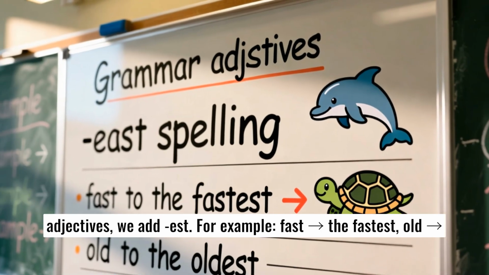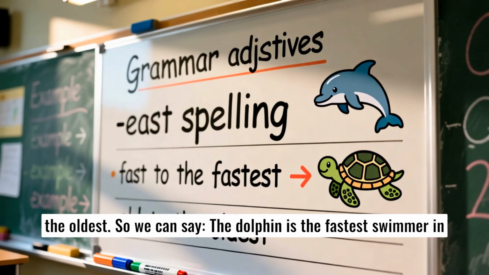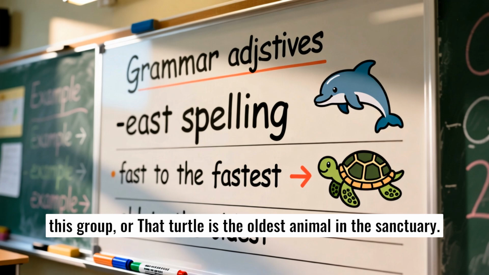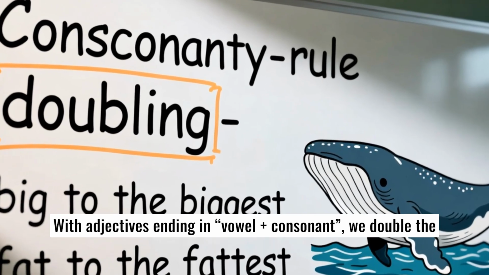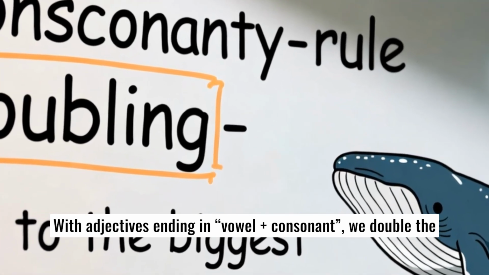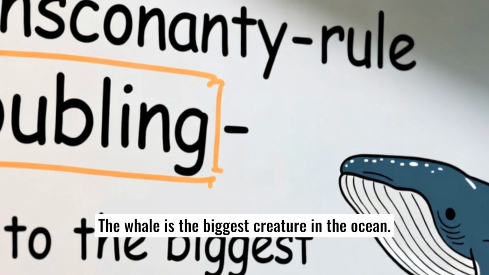For short adjectives, we add est, for example, fast, the fastest, old, the oldest. So we can say, the dolphin is the fastest swimmer in this group, or that turtle is the oldest animal in the sanctuary. With adjectives ending in vowel plus consonant, we double the consonant, big, the biggest, fat, the fattest. For example, the whale is the biggest creature in the ocean.